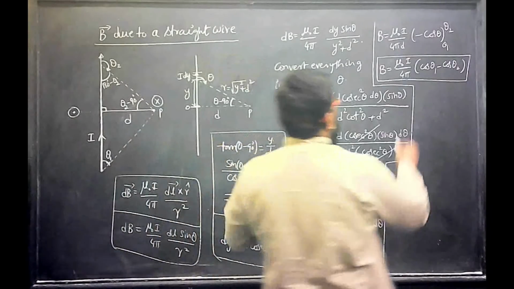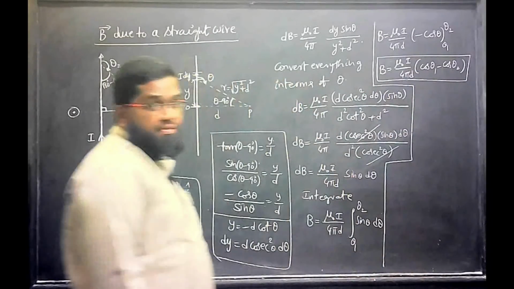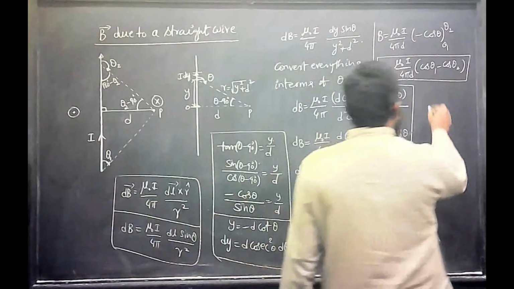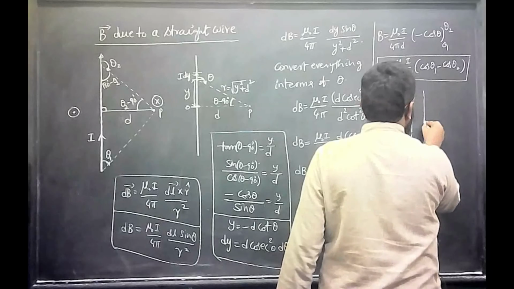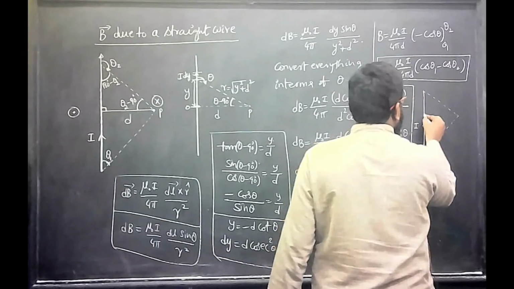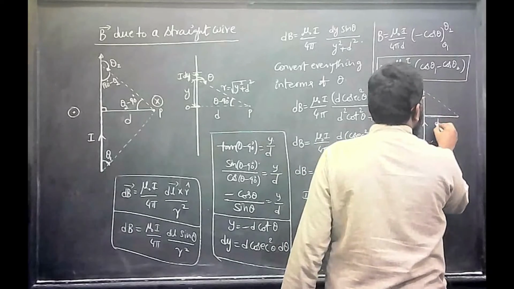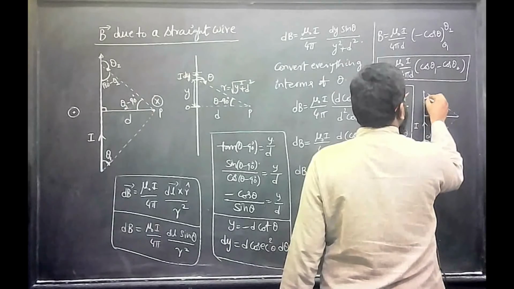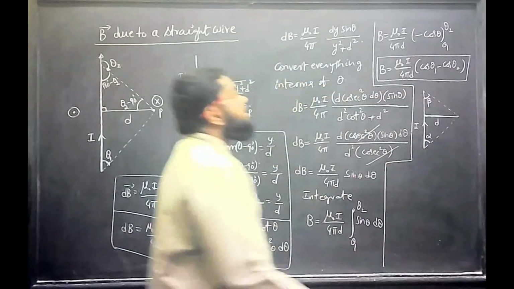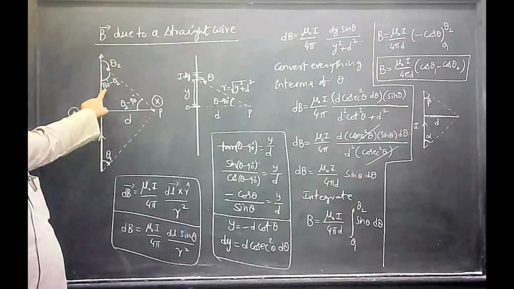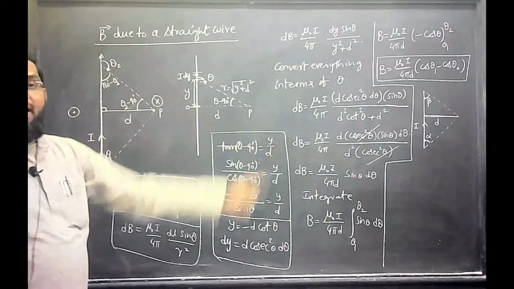I forgot to put the d. This is the magnetic field. Now let us represent the same thing in terms of other angles. Let's say this is the same wire carrying a current I, and we need to calculate the field at a point at a distance d. Let us take this angle as alpha and this angle as beta. So in place of theta 1, alpha is there, and in place of 180 minus theta 2, beta is there.